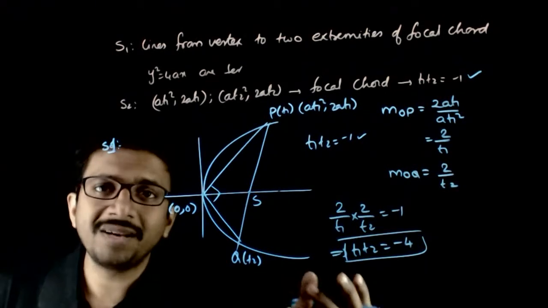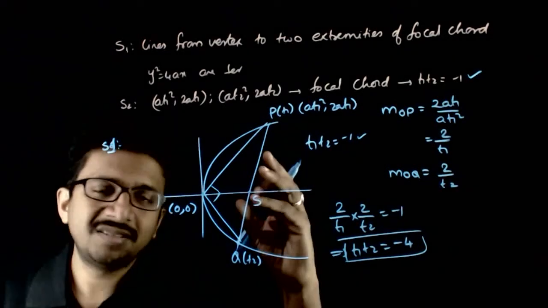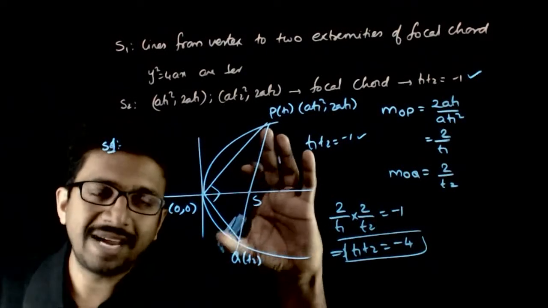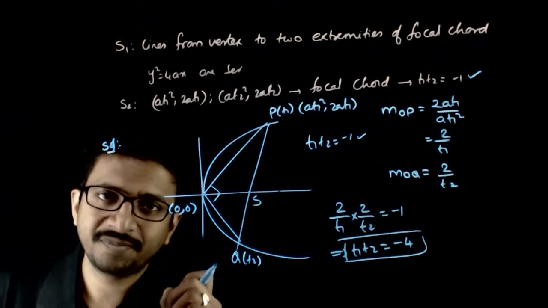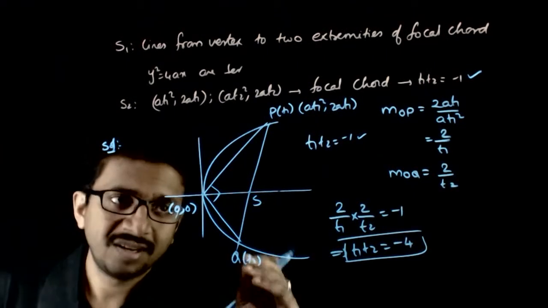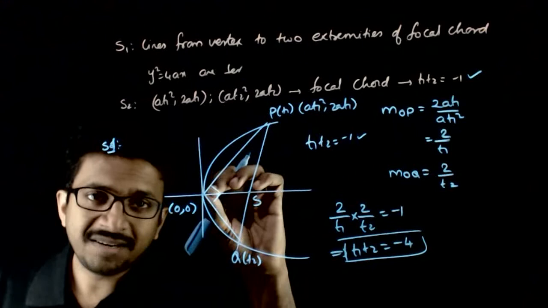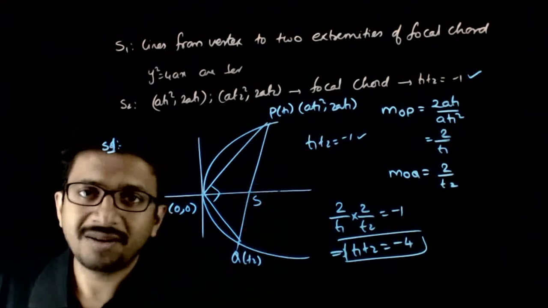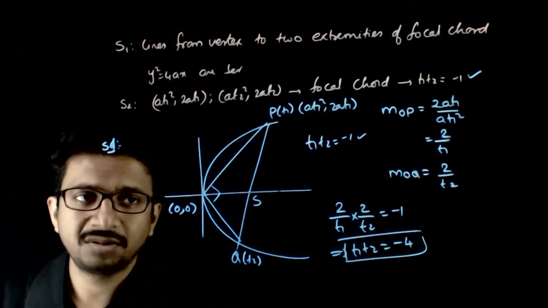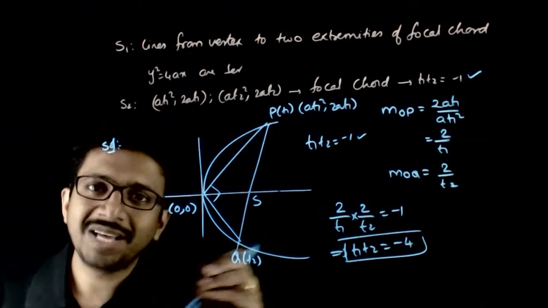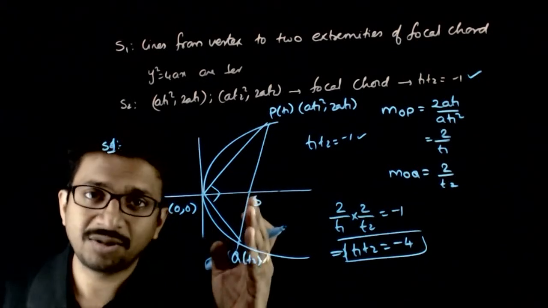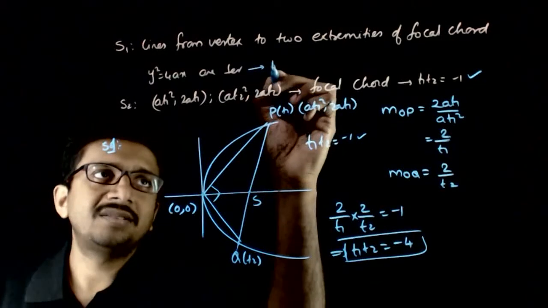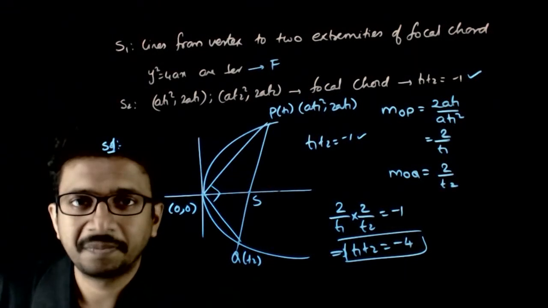So t1 t2 equal to -4 does not imply that this is a focal chord. That means if you join the ends of a focal chord, the angle will never be equal to 90 degrees. For this angle to be 90 degrees, t1 t2 has to be equal to -4, and for this to be a focal chord, t1 t2 has to be equal to -1. So these two conditions are mutually exclusive. If this happens, that does not happen. If that happens, this does not happen. So the first statement is false. Thank you.